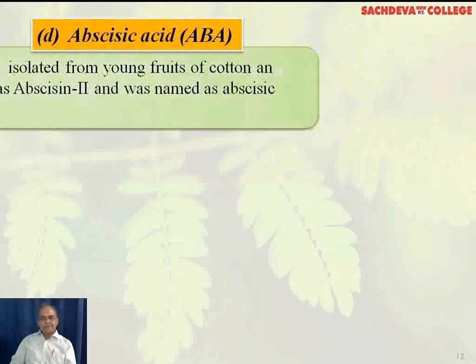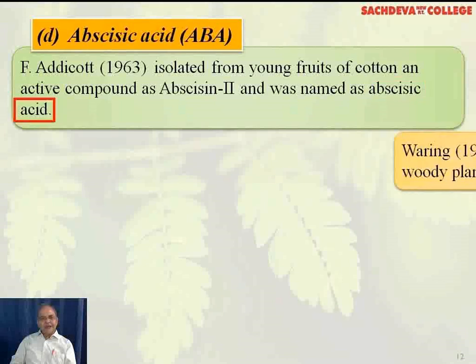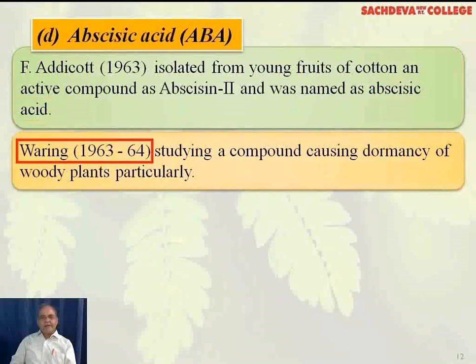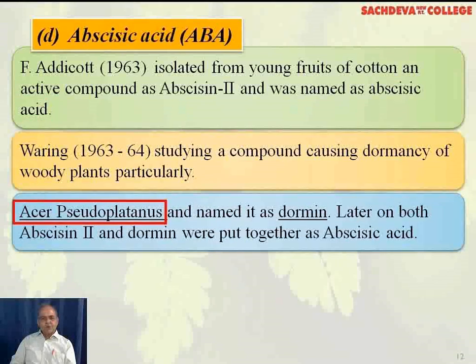Abscisic acid. F. Addicott in 1963 isolated from the young fruits of cotton an active compound as abscission 2 and it was named abscisic acid. Waring in 1963-64 was studying a compound causing the dormancy of woody plants, particularly Acer pseudoplatanus, and named it dormin. Later on, both abscission 2 and dormin were put together under the head abscisic acid.